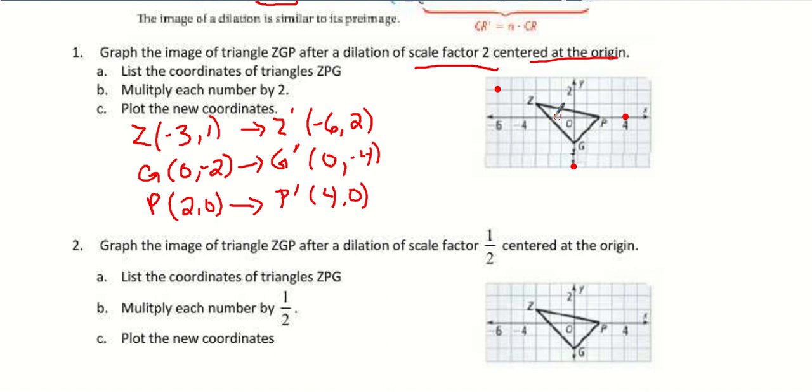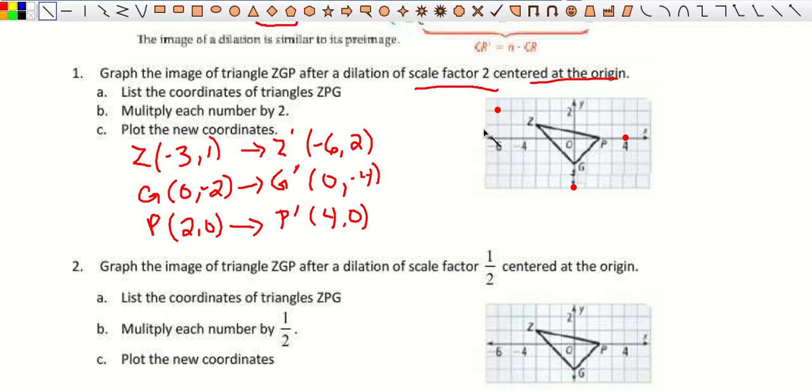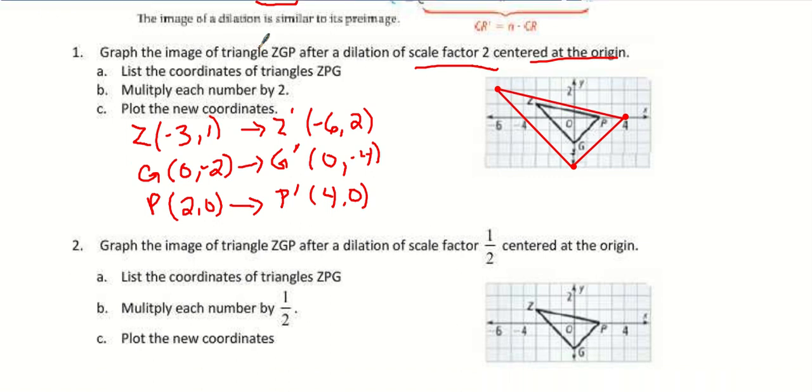Okay, so what I've essentially done is just take the distance from here to Z and double it. Over 3 up 1, over 3 up 1, down 2, down 2, 2 to the right, 2 to the right. Okay, that's what a dilation does. And so I'm going to connect those points together, and there is my triangle. Okay, and so we'll name it. So there's Z prime, P prime, G prime. There's our dilation. So we're just multiplying for dilation.